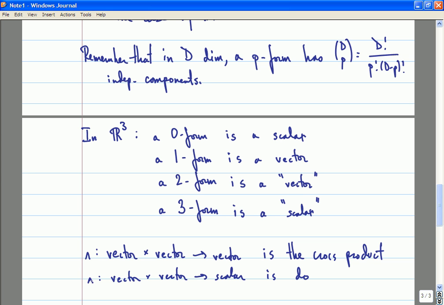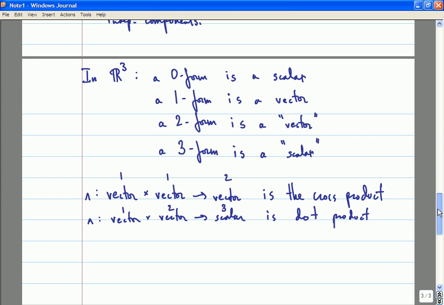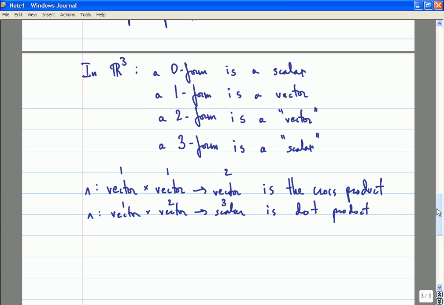So the wedge going from a 1-form and a 1-form to a 2-form is a cross product. The wedge product for a 1-form and a 2-form to a 3-form is the dot product. All of these, the wedge product is nothing more or less than a generalization of the notion of a cross product and a dot product to higher dimensions. So the wedge product is just a generalization of the cross product.